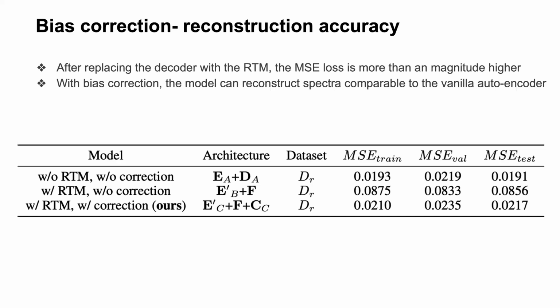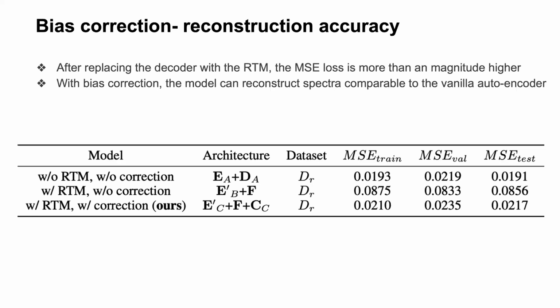As you can see, the MSE loss, the reconstruction loss, is more than a magnitude higher than the original loss. And then with the RTM, but also with the correction, which is our final model, we find that the MSE loss is comparable to the classical auto-encoder approach.